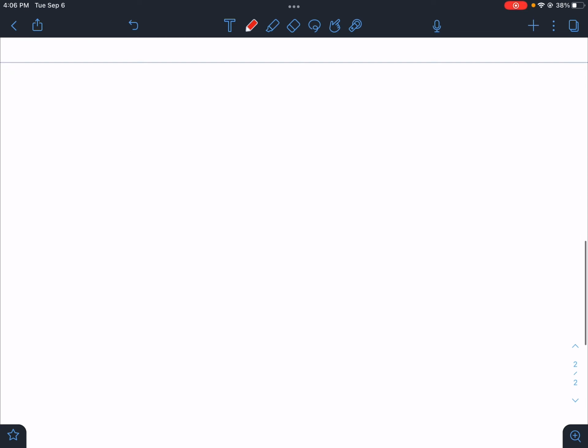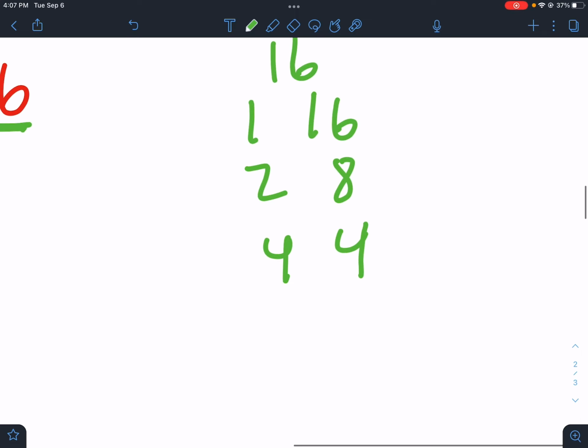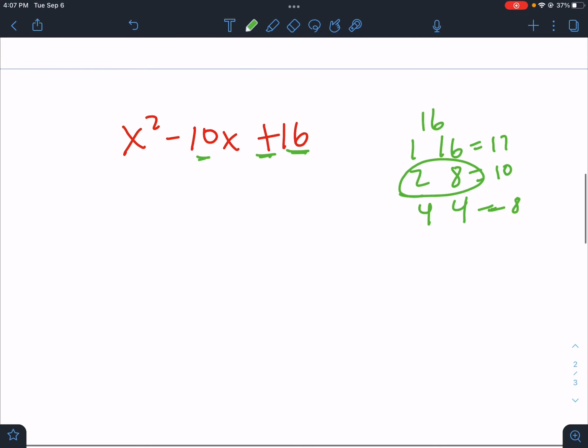I'm going to do a couple more. So let's say we have x squared minus 10x plus 16. Now, everything I'm about to write in green is in your head. We're trying to do this in our head quickly. We're asking ourselves, what factors of 16 add up to 10? So we look at the list, and remember, in green, we're doing this in our head. That equals 17, that equals 10, that equals 8. There's our factors. It's going to be 2 and 8.